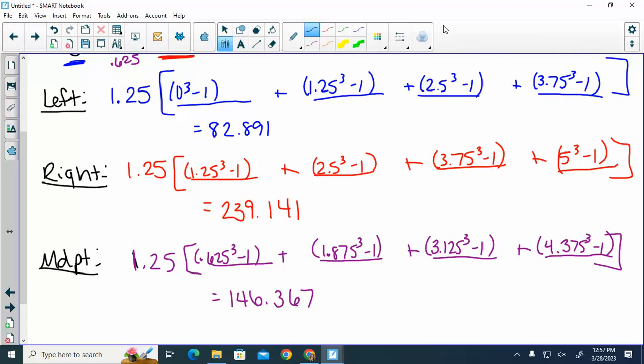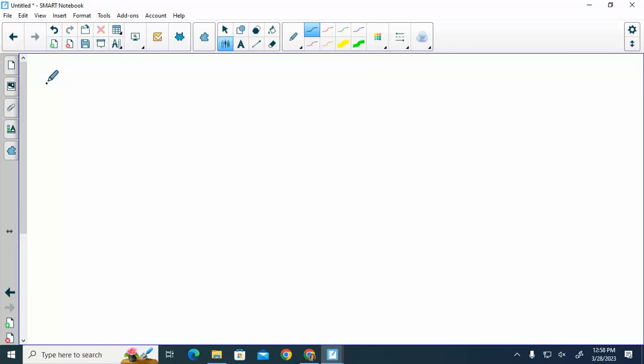All right. Let's talk about the back page, the old stuff. It's been a while. So number 20. We are making a box.